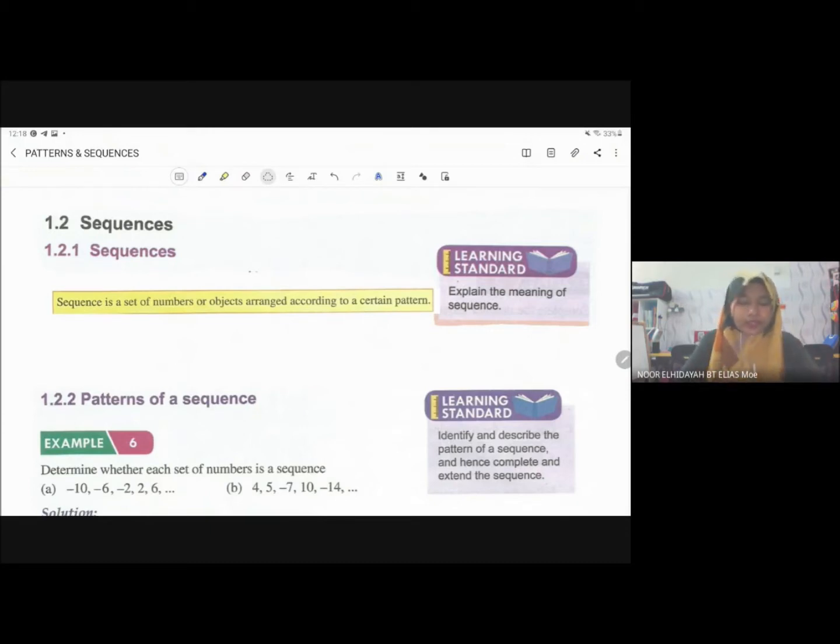Selain daripada number, objek juga boleh kita susun-susun, arrange dan dapat pattern, yang mana kita boleh nampak dalam situasi sekeliling kita. Macam contohnya tempat berjalan tu, ada susunan bata-bata, itu adalah sequence. Objek-objek itu disusun mengikut pattern. But in mathematics now kita akan tengok a set of number that arrange according to a pattern. Dia ada certain pattern ataupun certain condition yang dia fulfill.